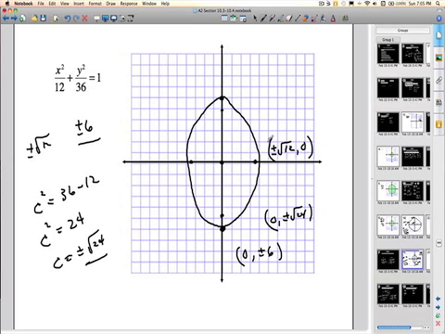Now a lot of times people want to know, what's the point of the focus? If you go from any point on the graph, let's say we take this point, the distance from here, from one focus to the point and then to the other focus, the distance of this plus this will be equal to the distance on any other point.